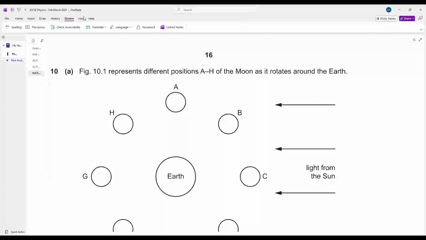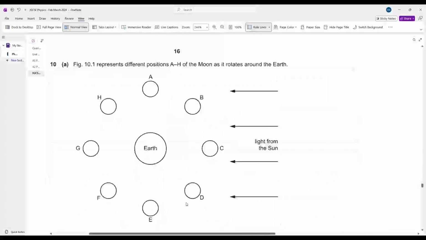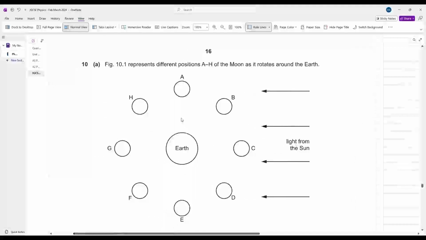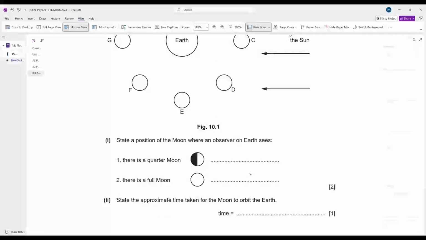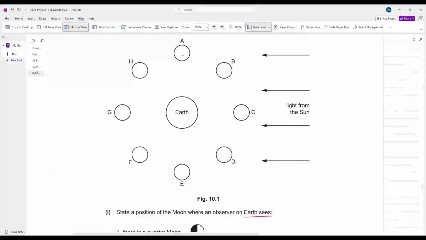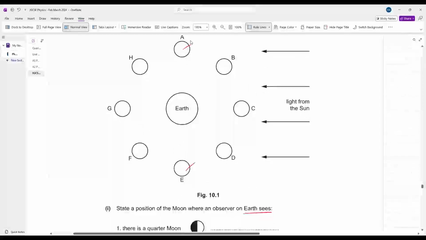अच्छा जी, फिगर, अच्छा इसको थोड़ा सा जूम आउट कर लेते हैं. Figure 10.1 represents different positions A to H of the moon as it rotates around the earth. Perfect. So these are different positions of the moon as it rotates around the earth. State a position of the moon where an observer on earth sees this. अच्छा जी, observer on earth कब इस तरह का moon देखता है? Yes, it can be either at position A, that is the top position यहाँ पे, या at position E.